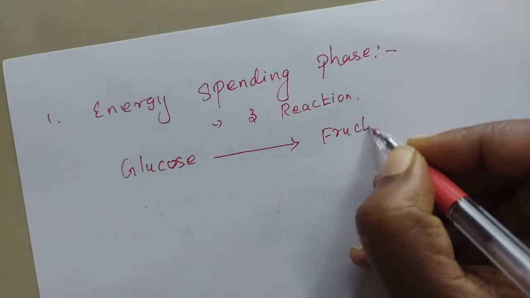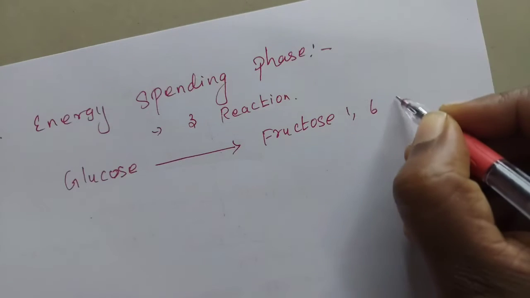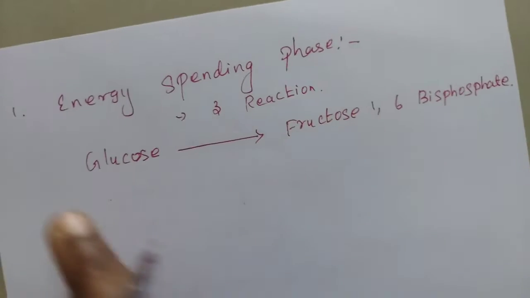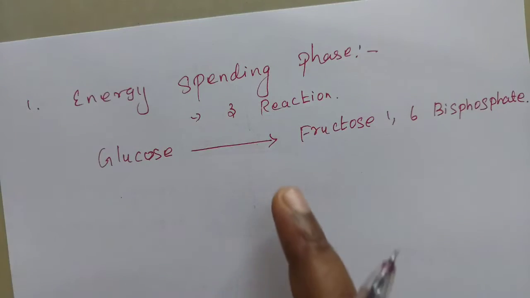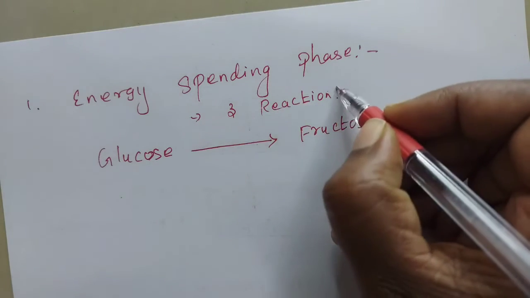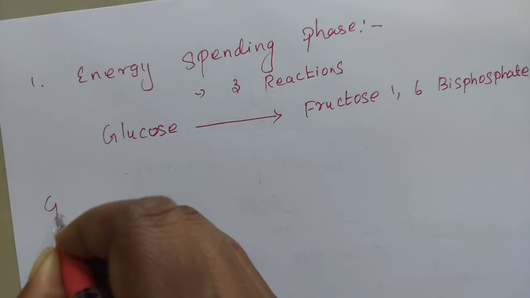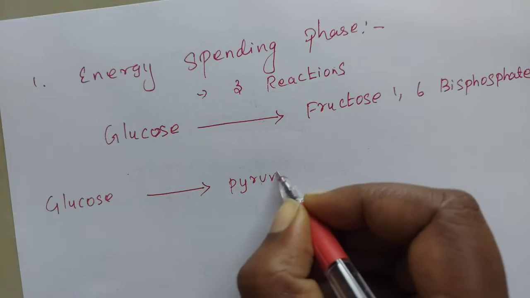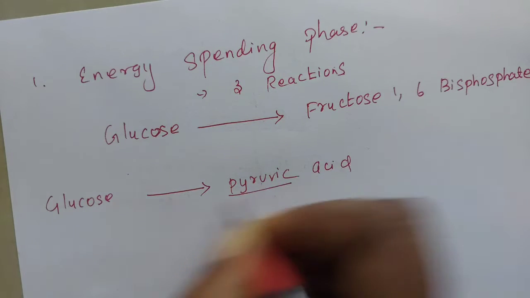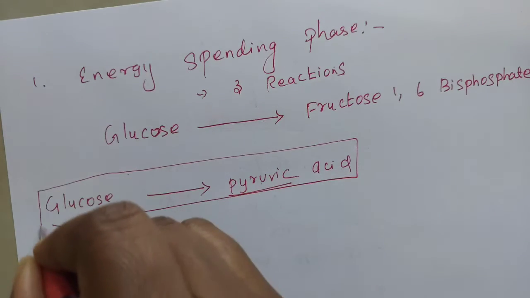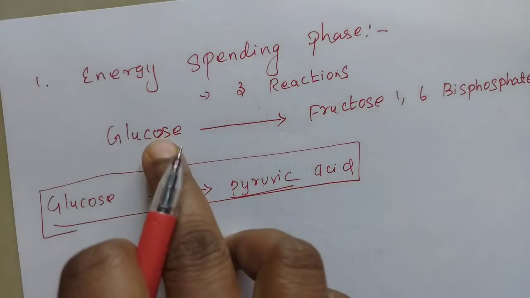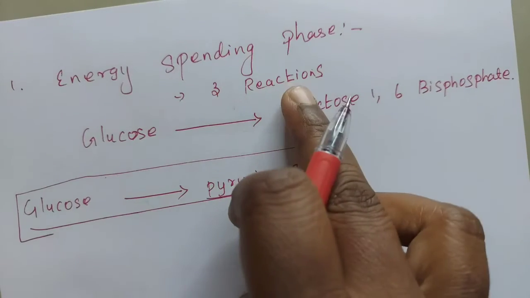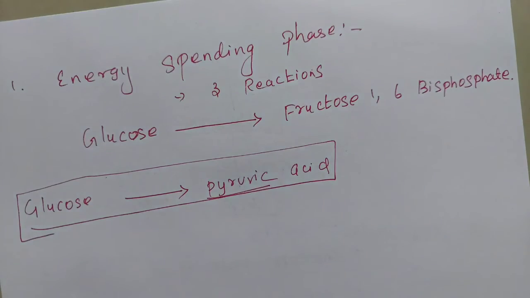into fructose 1,6-bisphosphate. So in the first phase, that is the energy spending phase, you will be learning about three reactions. As we discussed earlier, as a result of glycolysis, glucose is broken down into pyruvic acid or pyruvate. This reaction is not a single step. It takes place in a series of reactions. The first reaction is the conversion of glucose into fructose 1,6-bisphosphate, which involves three reactions that come under the energy spending phase.